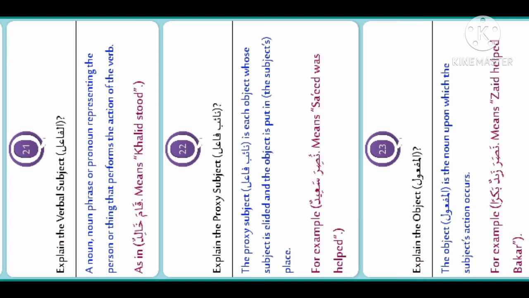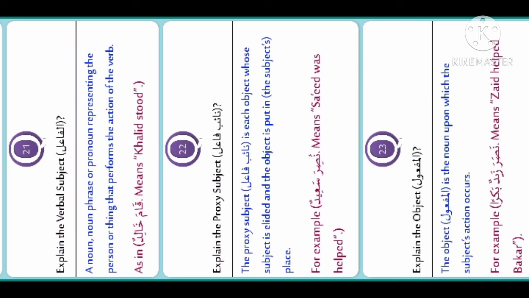Explain the proxy subject, na'ib al-fa'il. The proxy subject is each object whose subject is elided and the object is put in the subject's place. For example, nusira sa'idun. Nusira sa'idun means Sa'id was helped.